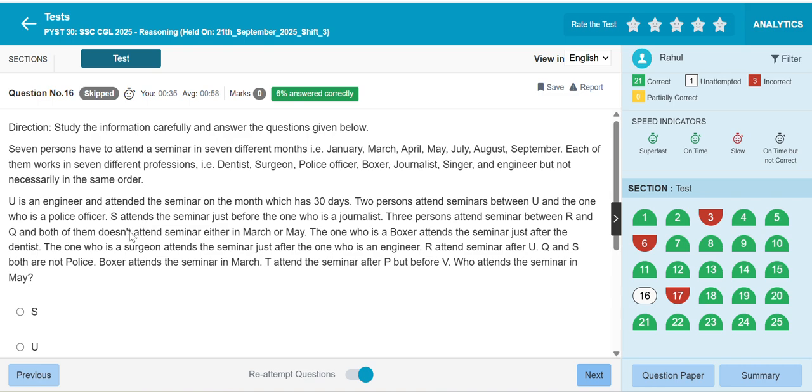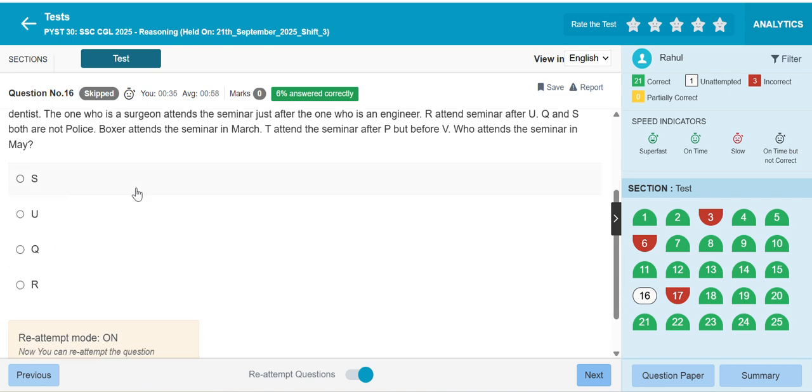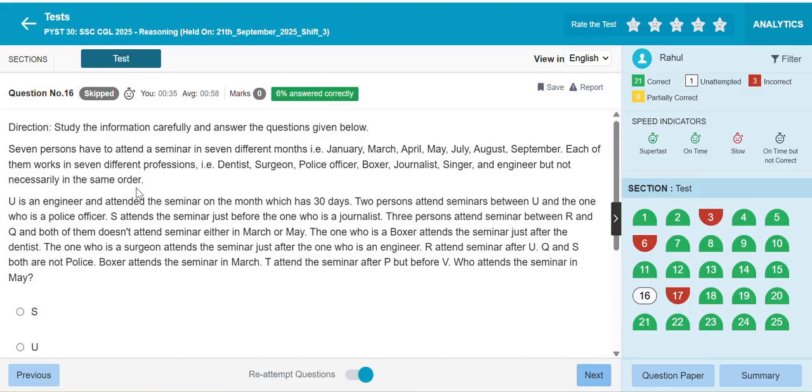So next is the 16th question. I didn't do it because of time constraint. I started to solve it, but it took a lot of time for me, so I eventually moved to the next question. I didn't want to waste more time here, so I just bypassed it. This type of question comes in banking exams, so it was really a new thing to me in SSC CGL.